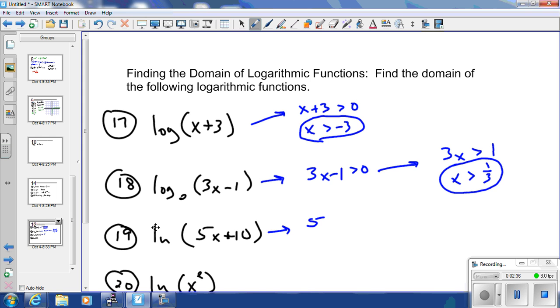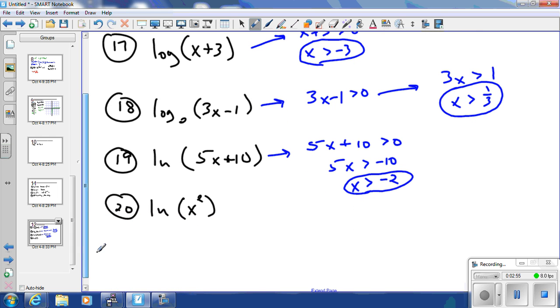Now the same thing works for natural logs. Okay, 5x plus 10, this has to be a positive value. So 5x is going to be greater than negative 10. If I divide by 5, x has to be greater than negative 2. So all x values greater than negative 2 will be in the domain for that function.